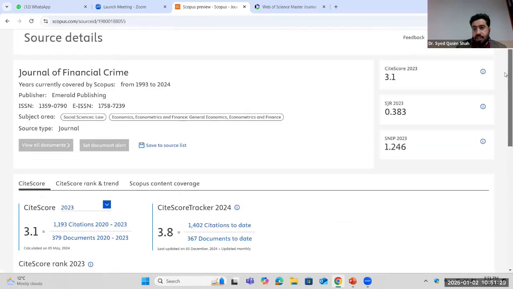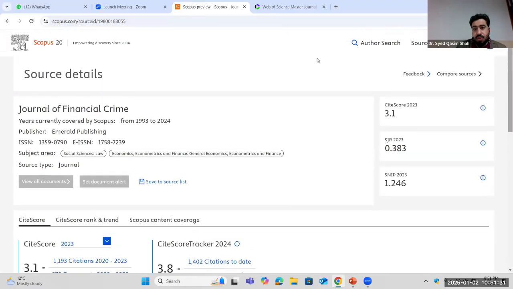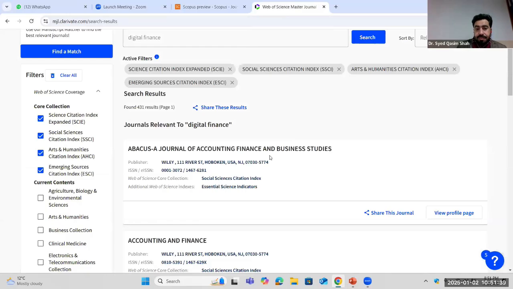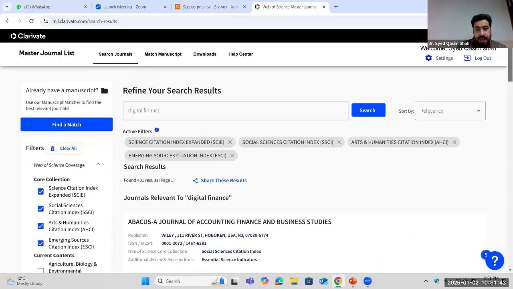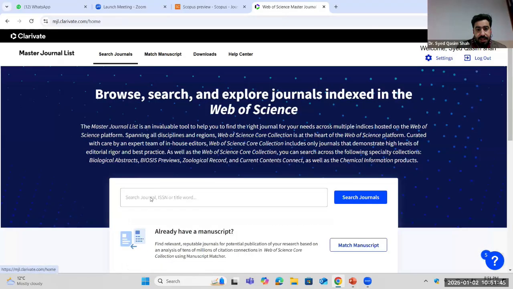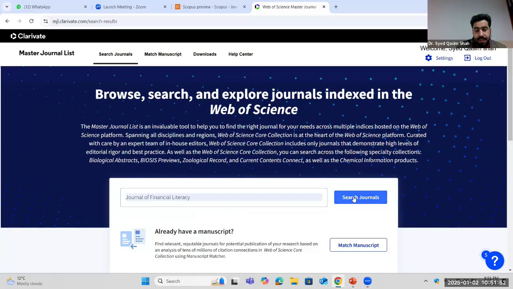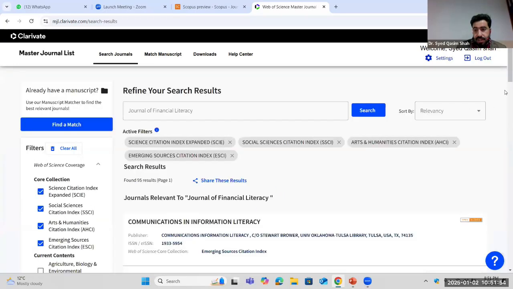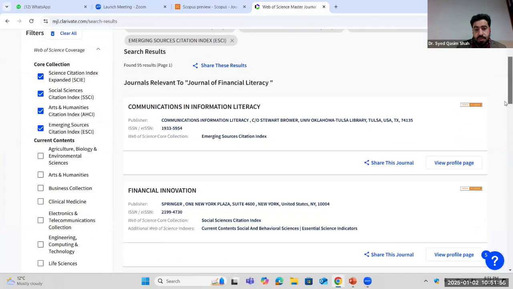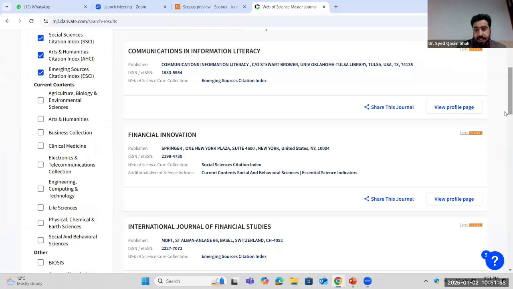So all the information is there. For Scopus, we need to understand what CiteScore, SJR, SNIP, and so on are. Similarly, over there, if I have any journal, I can write the name of the journal and search. Let's say financial literacy. I will search. I didn't find this journal, so it means this journal is not available over there.